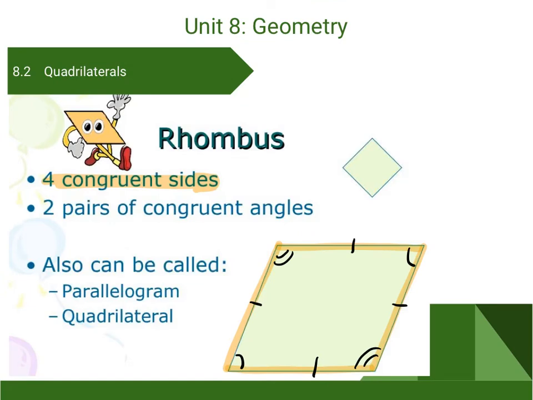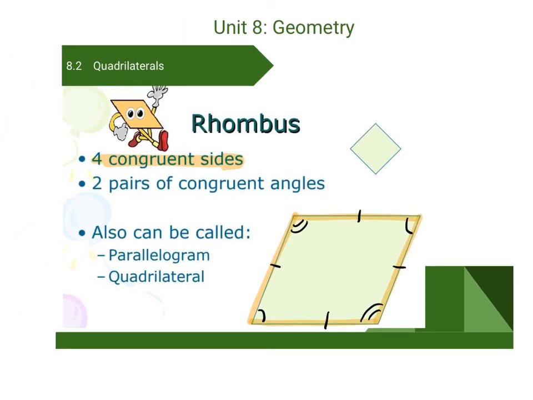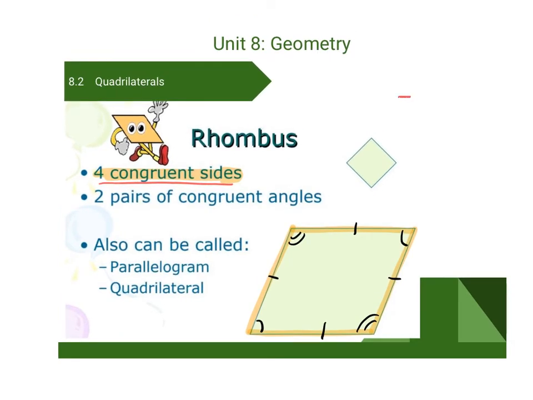Our next one we had was our rhombus. We talked about how all 4 sides are congruent. So it's very similar, remember, to our parallelogram. The difference was that a parallelogram only had 2 pairs of congruent sides. All right, this is my parallelogram, and my rhombus, all 4 are congruent, but it also, just like a parallelogram, has 2 pairs of congruent angles.